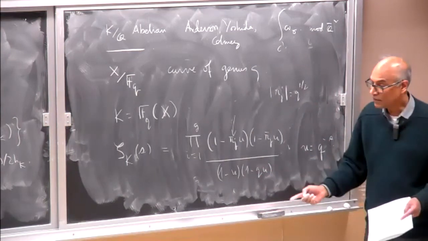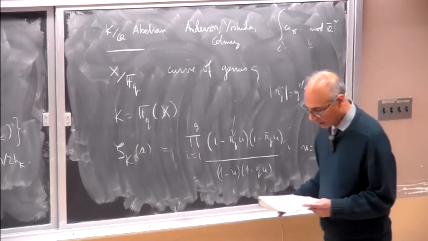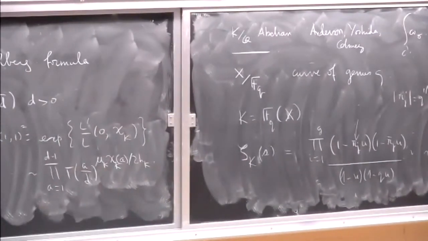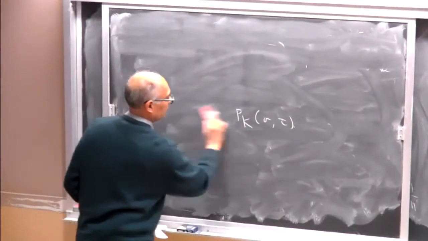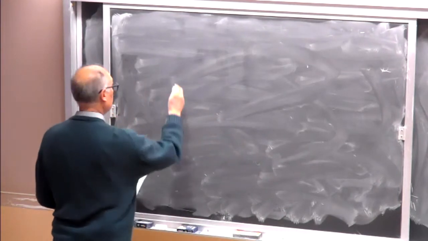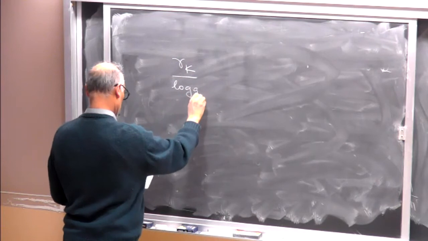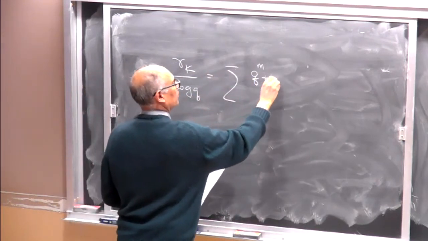Now you can go ahead and look at the logarithmic derivative and define the gamma k. And when you do that, you get a formula which shows that, let's see. So you get a formula like this, gamma k over log q looks like this. Let me just write it down.